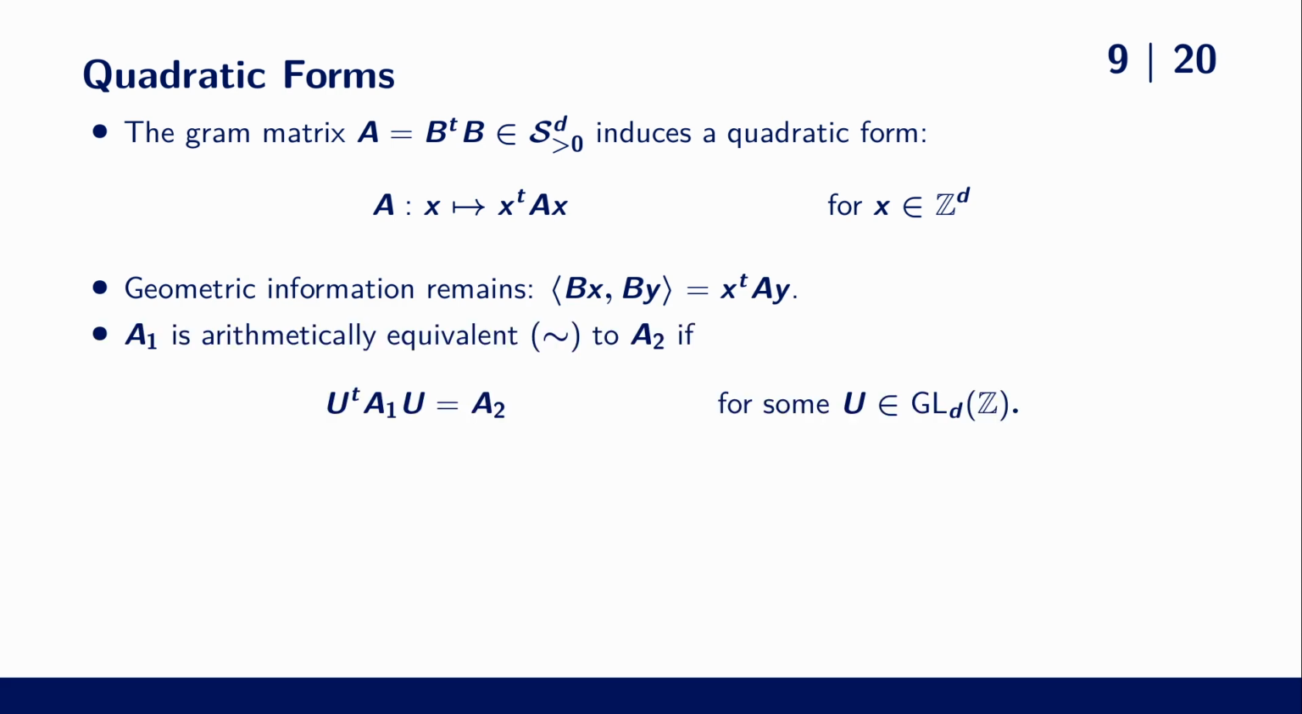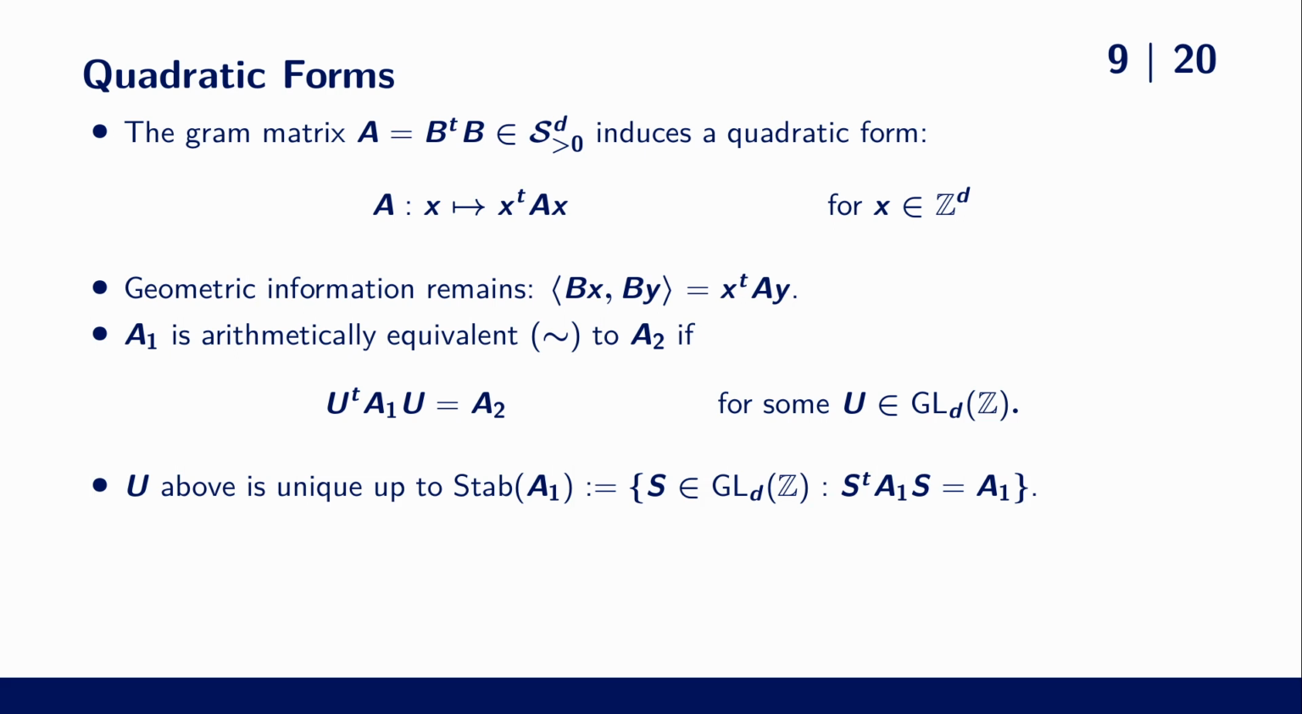Now we call A1 arithmetically equivalent to A2 if there is some unimodular transformation U, such that U transpose A1 U is equal to A2. And this is basically the same as the lattice isomorphism. And note that this U is unique up to the stabilizer of A1, which we define as all unimodular transformations that keep A1 fixed.